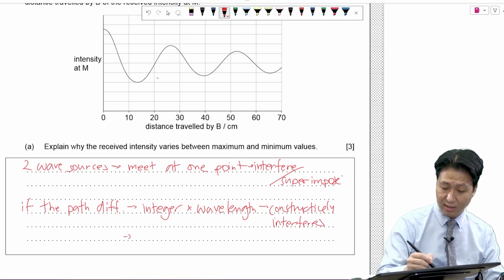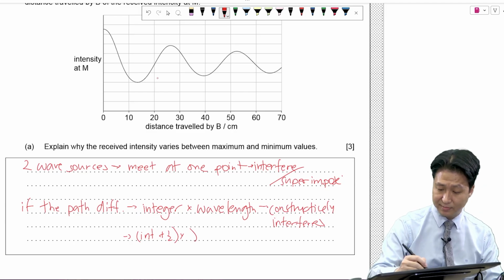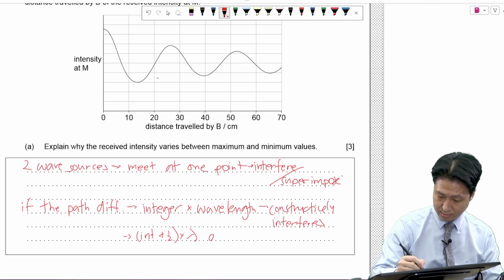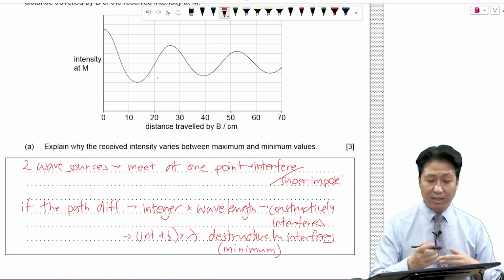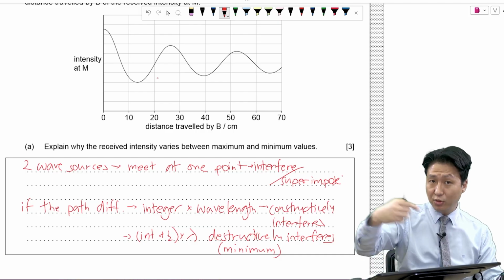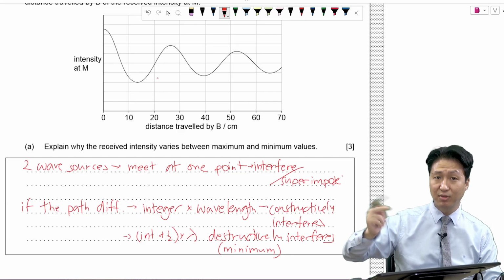But if the path difference is an integer plus 1/2 times the wavelength, it destructively interferes and becomes a minimum. And because the speaker is moving away, the path difference changes, which means it will alternate between maximums and minimums.